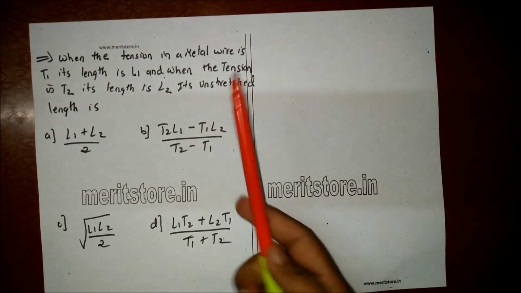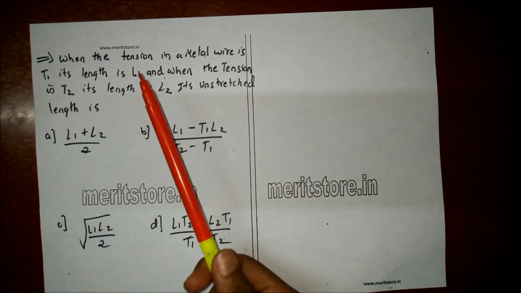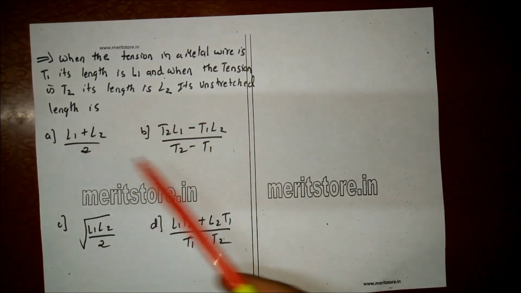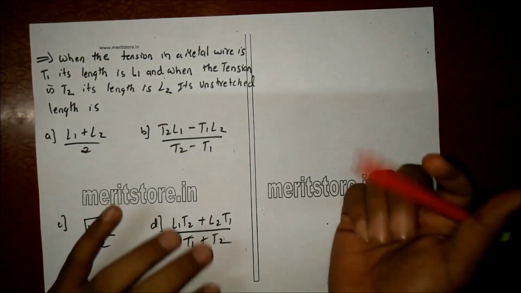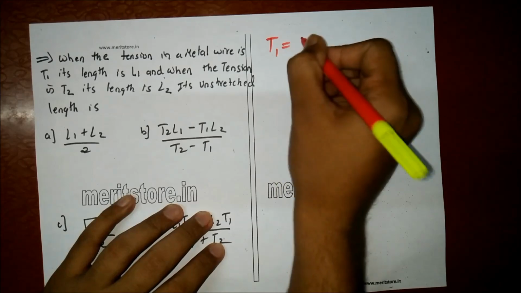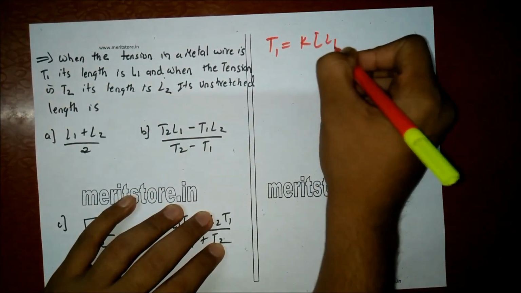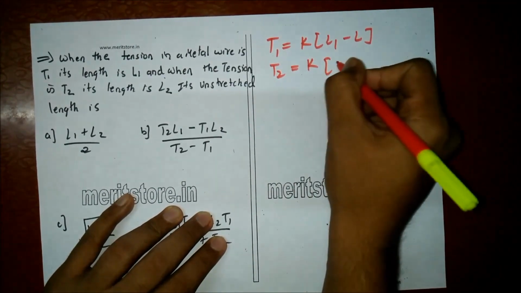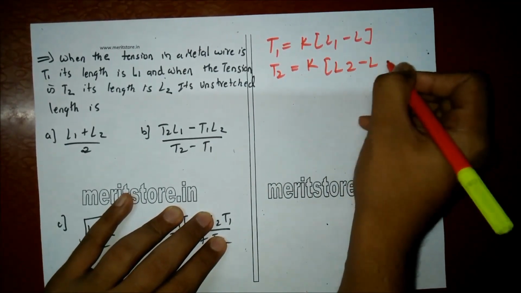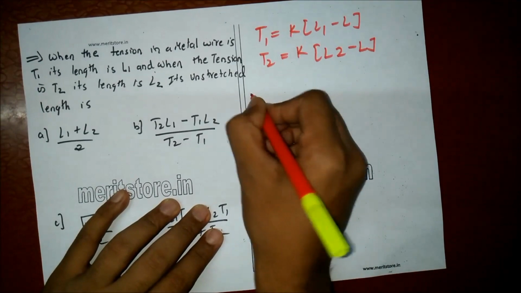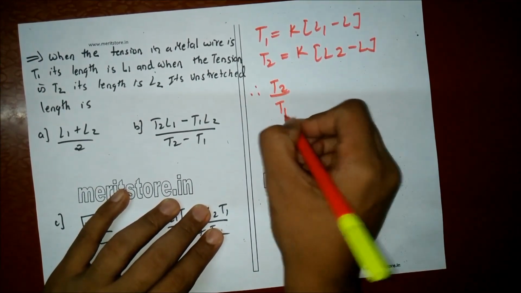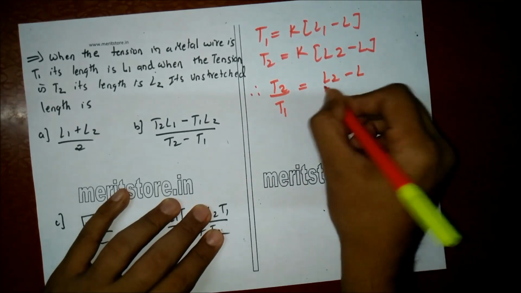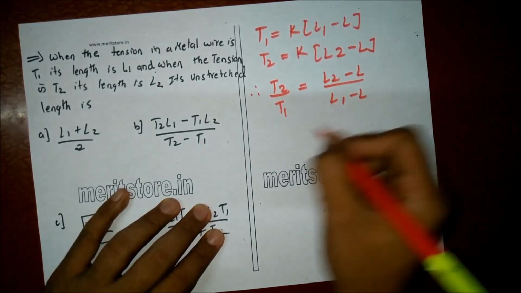Tension in a metal wire is T1, its length is L1, and when the tension is T2, its length is L2. Its unstretched length is, here are the options. Now, T1 is equal to K into (L1 minus L), and T2 is equal to K into (L2 minus L). Therefore, taking the ratio, we get T2 upon T1 is equal to, K will get cancelled, (L2 minus L) upon (L1 minus L).